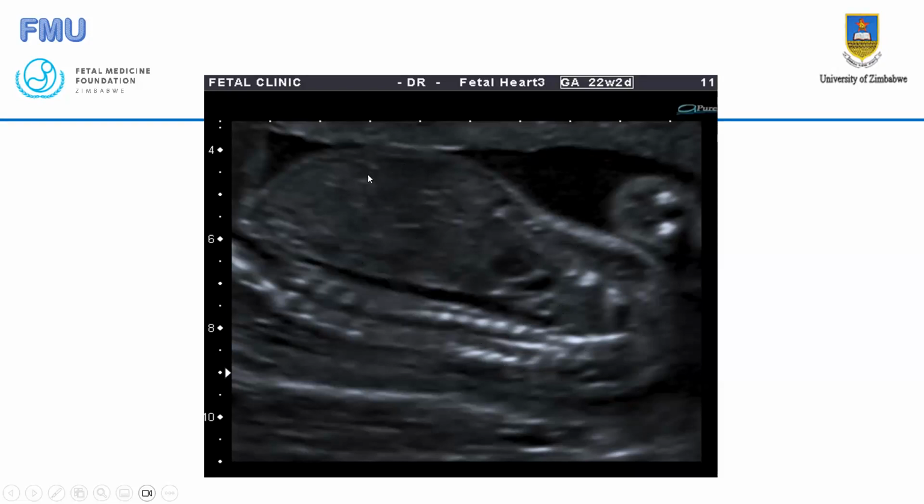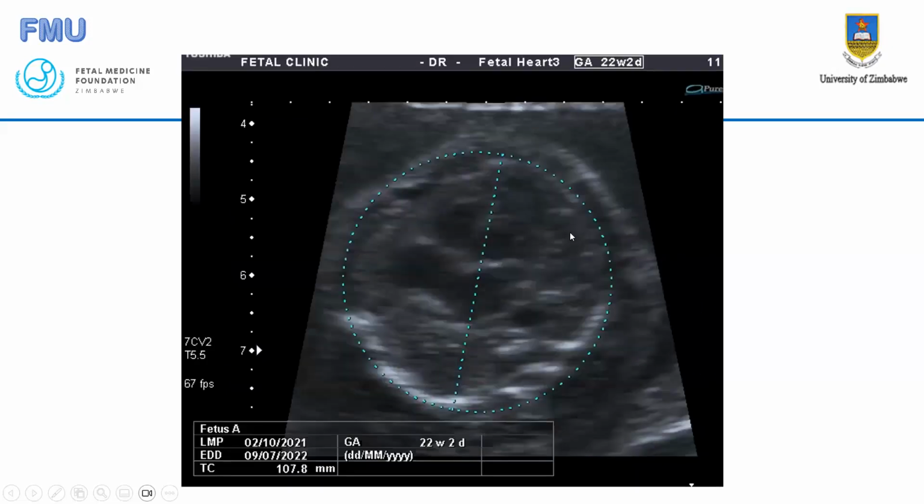This is where the thoracic abdominal ratio comes into play. This is how we measure the thoracic circumference. You can see we use the ribs. These are the ribs here, and the front is the sternum. So you use the ribs and the sternum as your landmarks to measure the thoracic circumference.